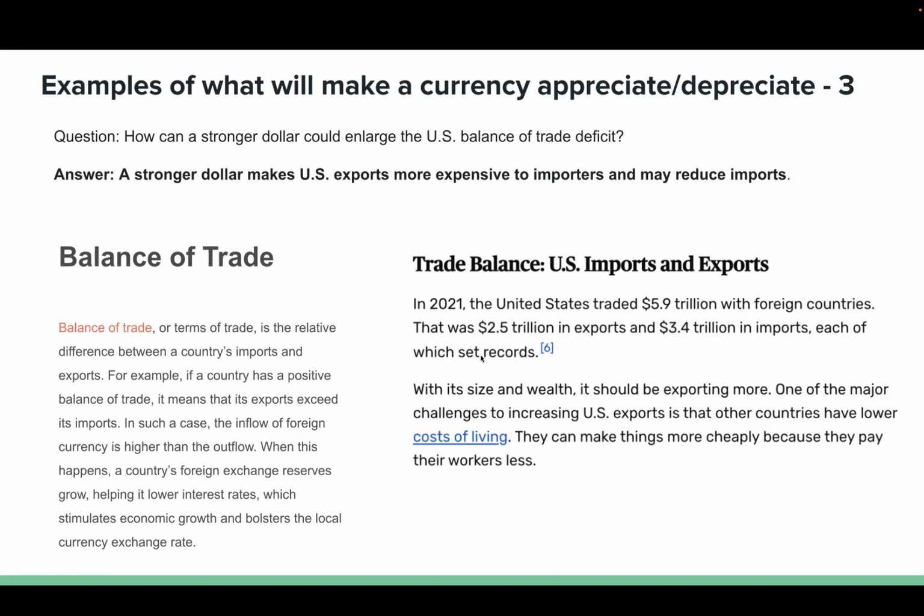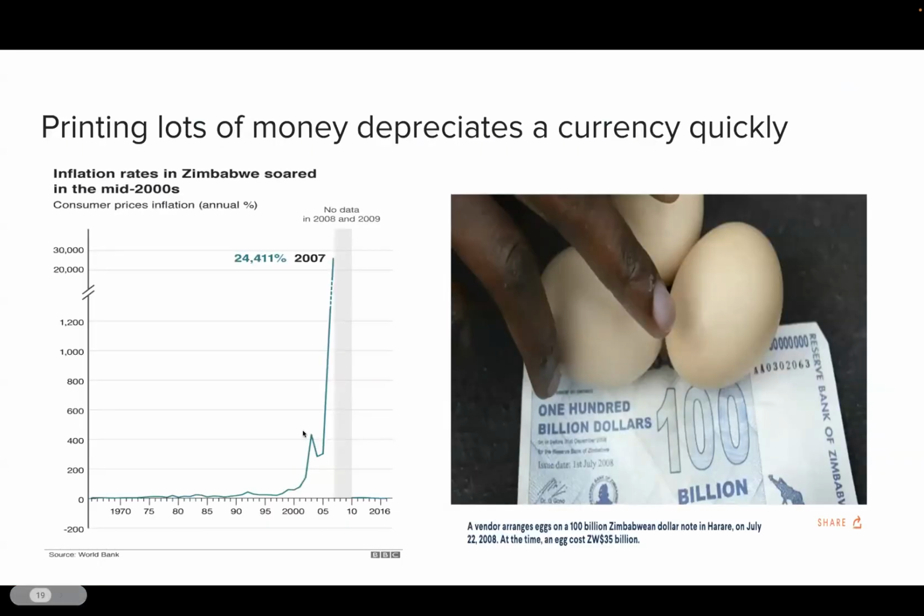So for example, if we went to 2021, the US traded 5.9 trillion with other countries. But of that trade, if you broke it down, 2.5 trillion was exports and 3.4 trillion was imports. So that means that there was a huge difference, a huge trade imbalance, and it's something that is not a good thing overall.